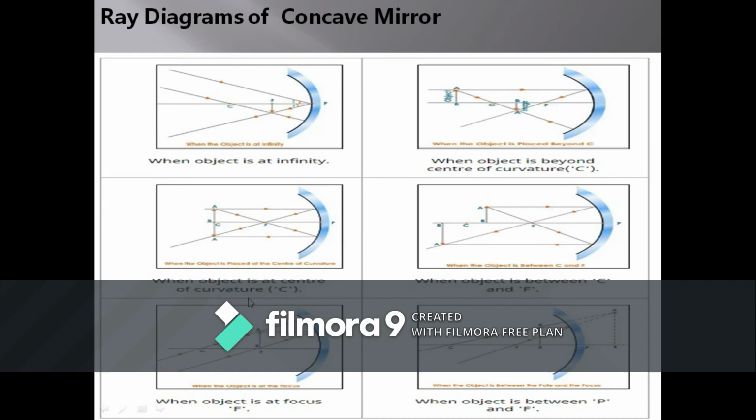The next situation is when the object is at the focus or the focal point. The image formed, or actually there will be no image formed, or we can say the image will be at an infinite distance from the mirror. The last situation is when the object is located between the mirror itself and the focal point. The image here will be virtual, it will be upright, and it will be enlarged.